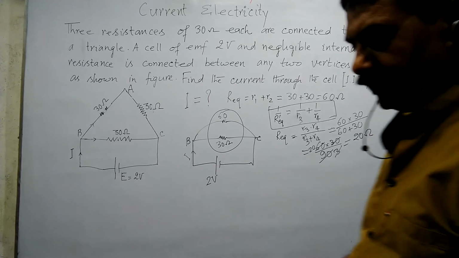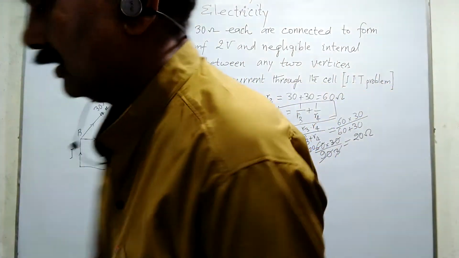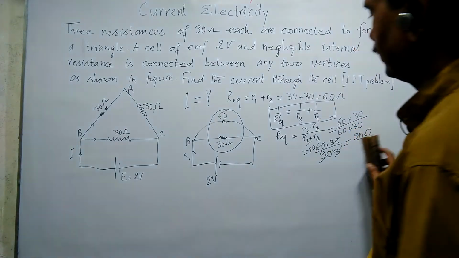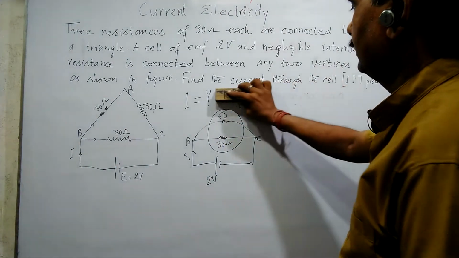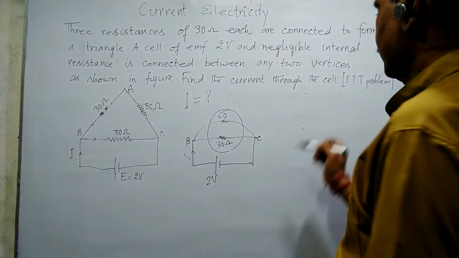Then we can again draw a circuit like this. This is of R equivalent 20. Then we can draw a circuit like this.